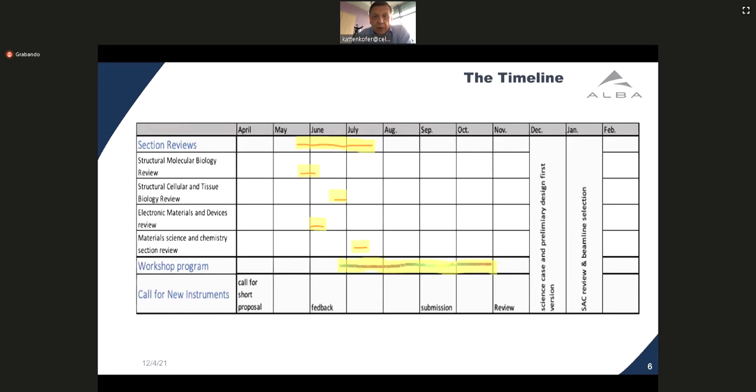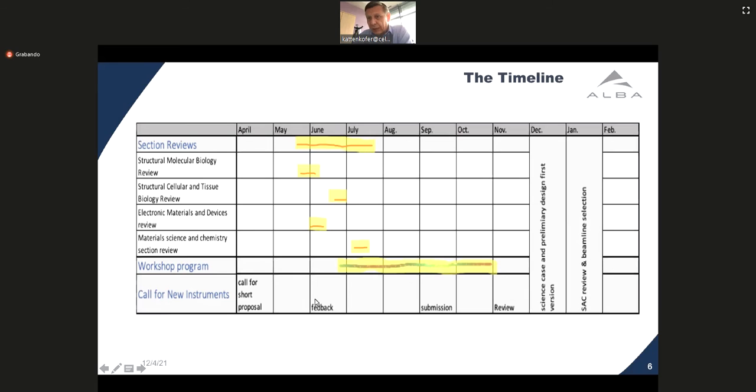And here a little bit of timeline. You see in this part here, we have the workshop program. So you see that we are with this workshop ahead of our timeline. So this is very nice. But it will go on in principle the whole year, and we will have multiple workshops for different areas. The call will open in April. There will be a first feedback in June.